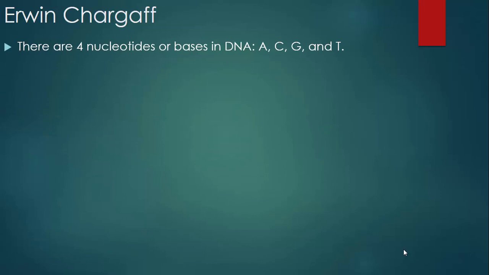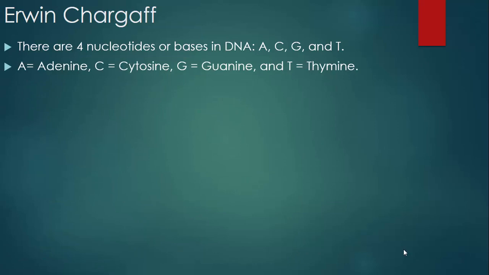Now, there are four nucleotides, also known as bases, in DNA: A, C, G, and T. That's it. There are no more. There are no less. There are only four bases in DNA. The A stands for adenine, the C stands for cytosine, G stands for guanine, and T stands for thymine. And we call those bases A, C, G, and T.